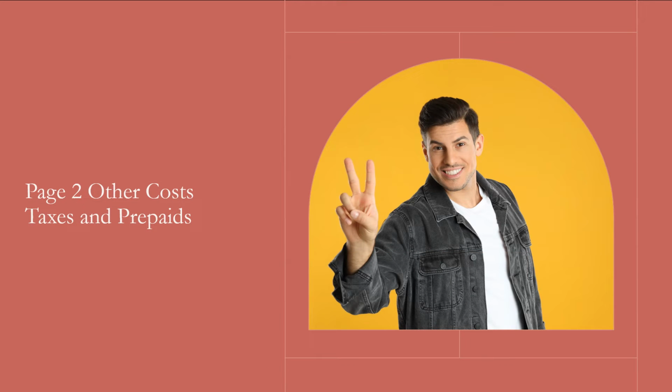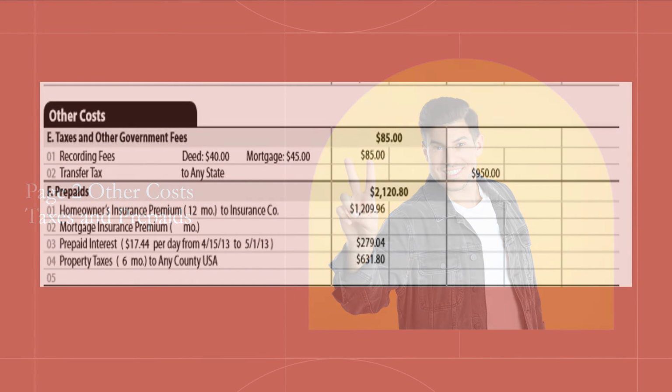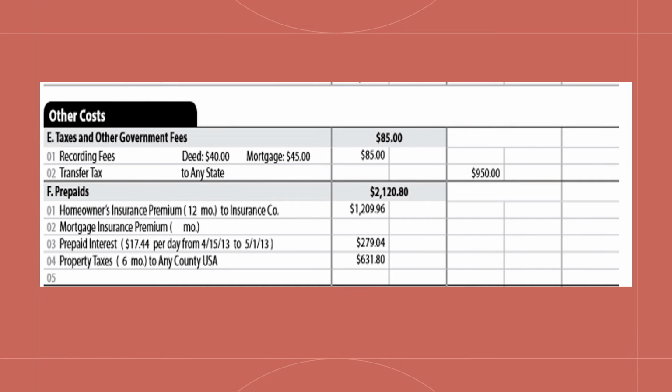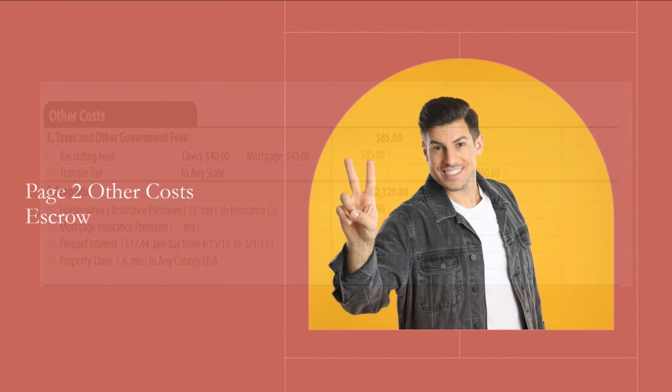And then you'll find the summary of the other costs, taxes, and prepaids. Those are items such as the amount of homeowners insurance that has to be collected. Plus, page 2 is going to break down any escrow being collected. That would include property taxes being held, the mortgage insurance, the homeowner's insurance, things like that.